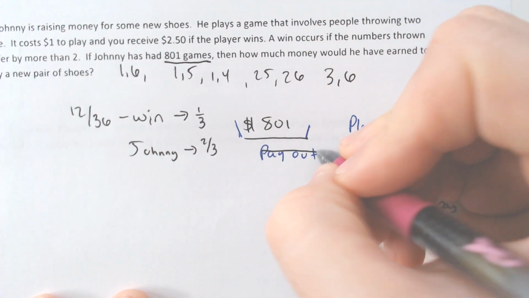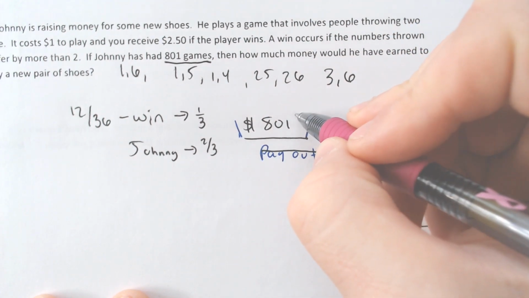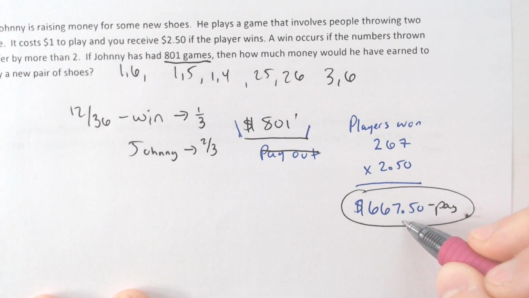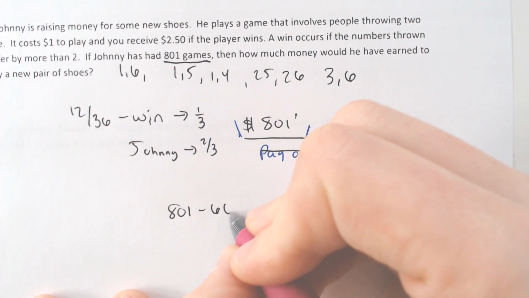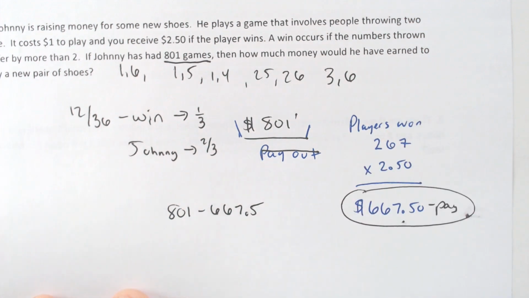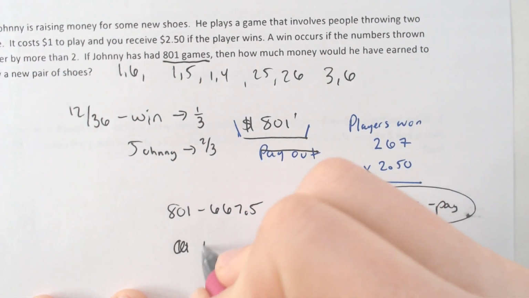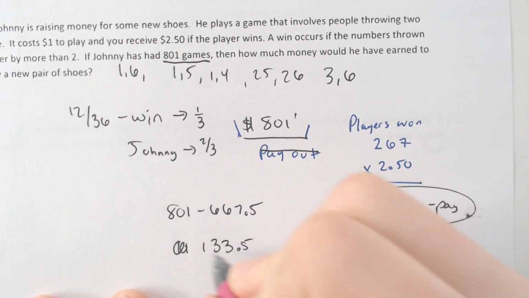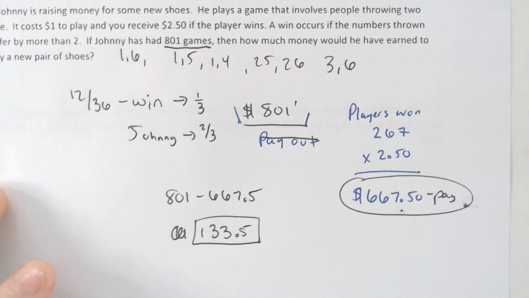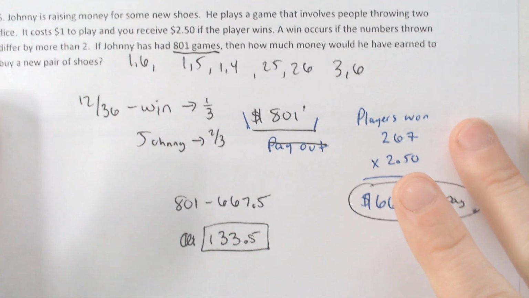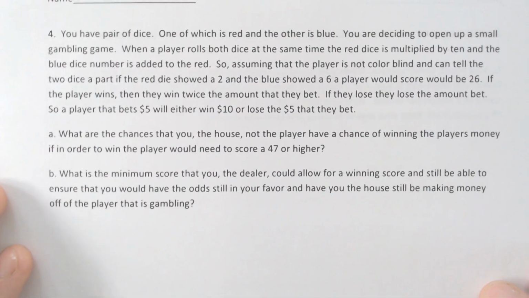Well, he took in $801, and he had to pay out that $667.50. If you subtract them, 801 minus 667.5, you would get $133.50. So Johnny has only earned $133.50 on probability, statistical average. All right? The next one is also a little bit of a weird one.